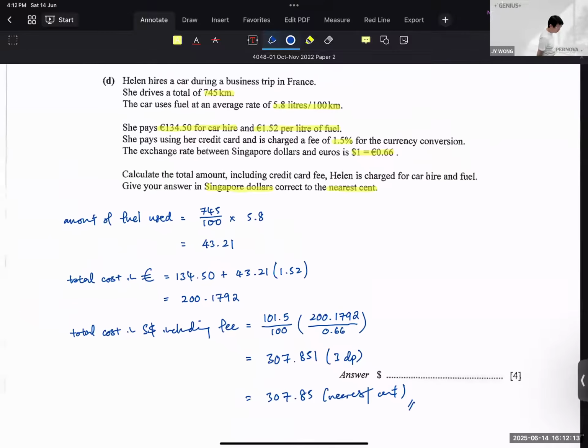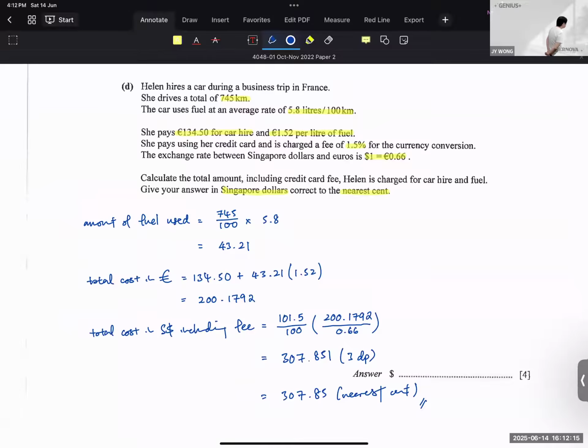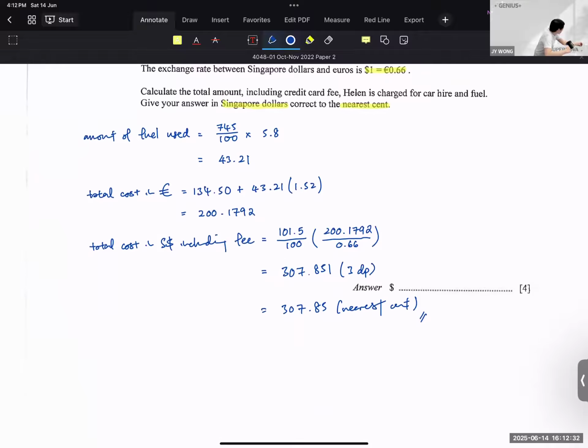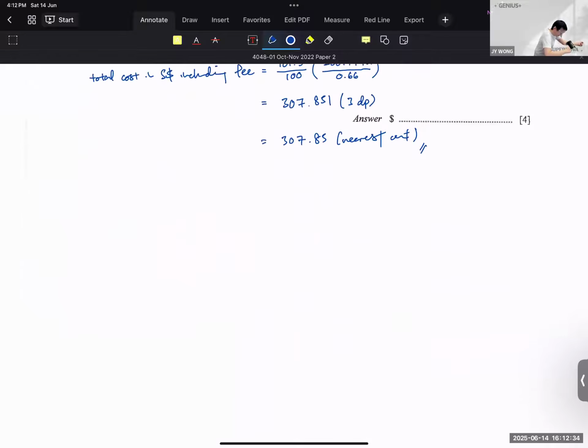But that is 4 marks. The first 2 questions are really very 3 marks. Why? Because they kill you at the back. That's life. Let's move on.